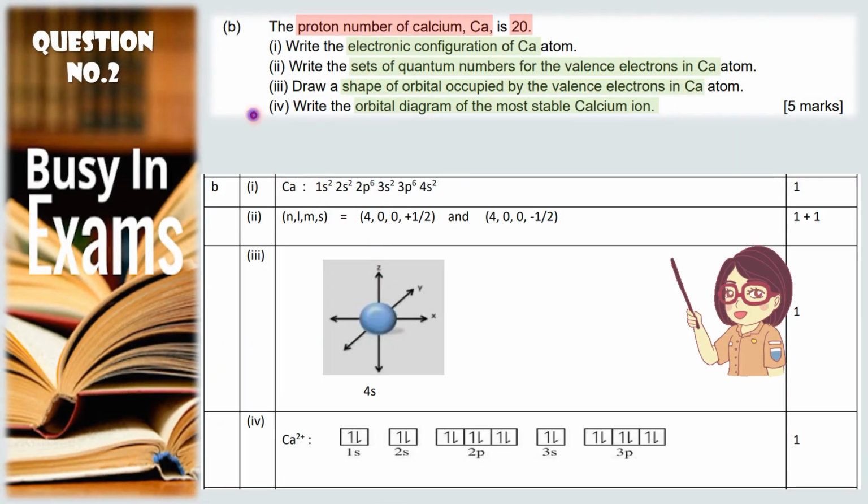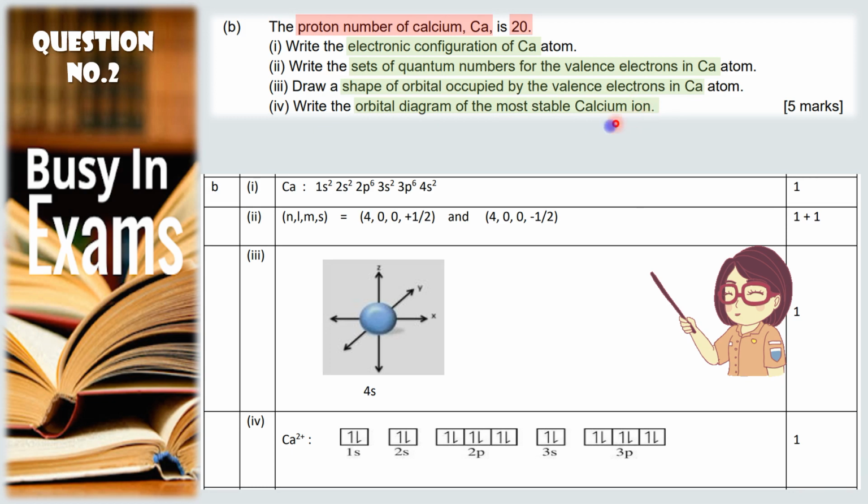Okay, we move to question number 2B. Alright, it's given to you that the proton number of calcium is 20. Write the electronic configuration of calcium. And then you have to write the set of quantum numbers of the valence electron, and then the shape of the orbital for the valence electron, and the orbital diagram of the most stable calcium ion. So make sure you read until the end of the sentence.